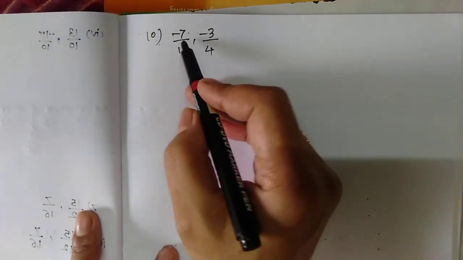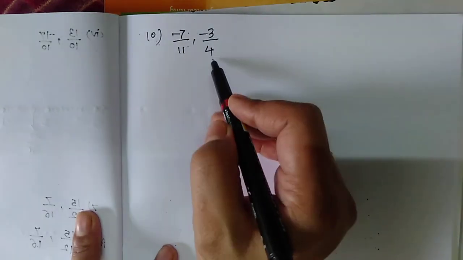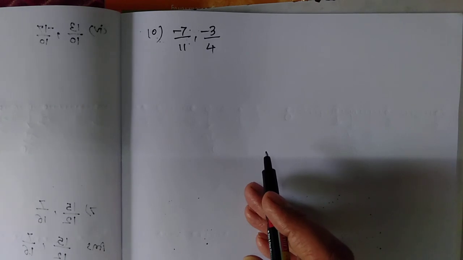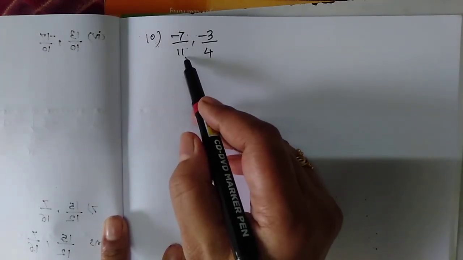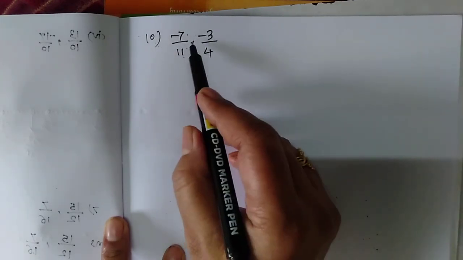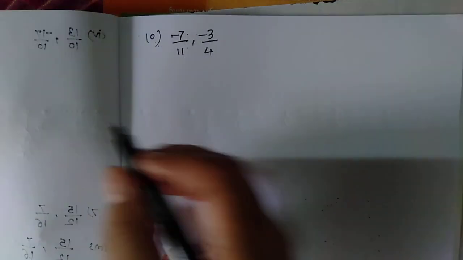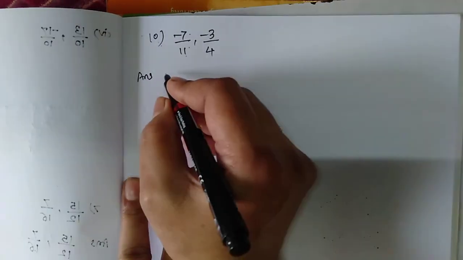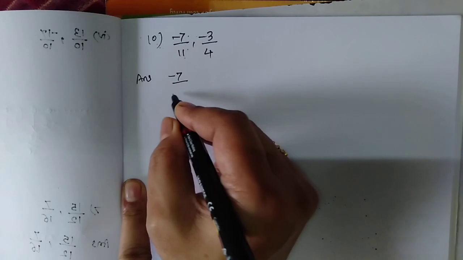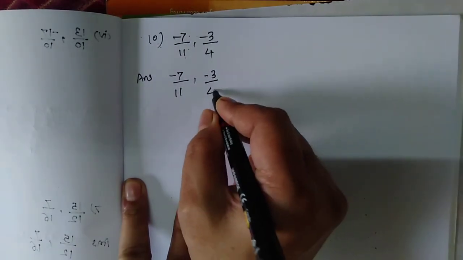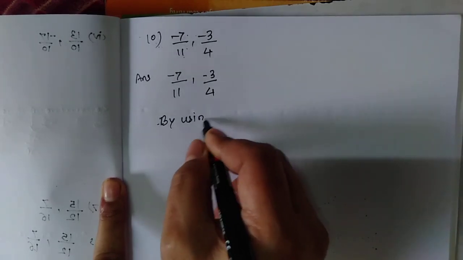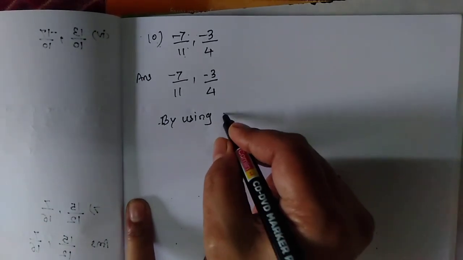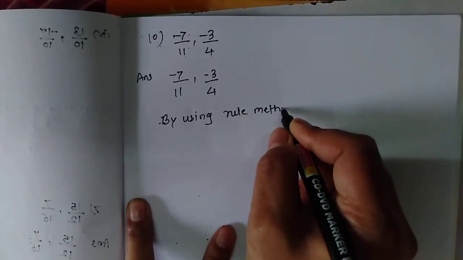Next, last question. Minus 7 upon 11 and minus 3 upon 4. See here, both the denominators are not same, and in that the first number 11 is a prime number, so it is easy to use the third method, means rule method. So write down the question as it is. So take the cross multiplication, therefore by using rule method, you can mention there for your better understanding.